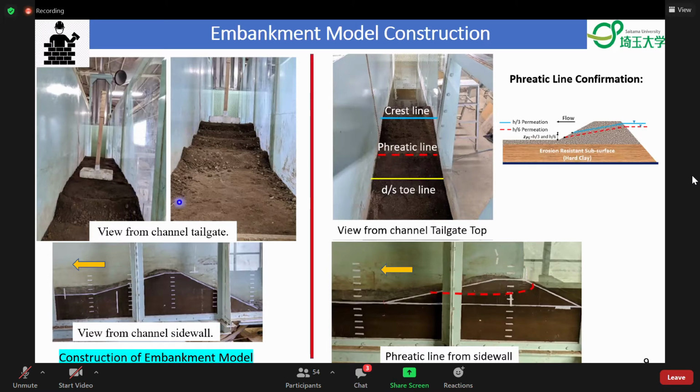The embankment models in the laboratory were constructed layer by layer with a manual compactor having lift thickness 5 centimeters. This is the final embankment model. And to confirm the phreatic line position, we looked at the channel sidewall and easily distinguished the unsaturated and saturated zone. Here, the red dashed line indicates the phreatic line. Also, we noticed some water at the downstream toe of the embankment to confirm the phreatic line position.